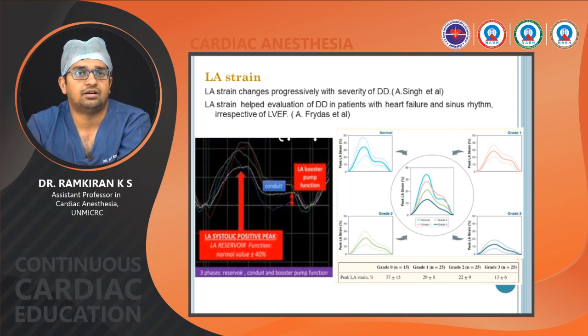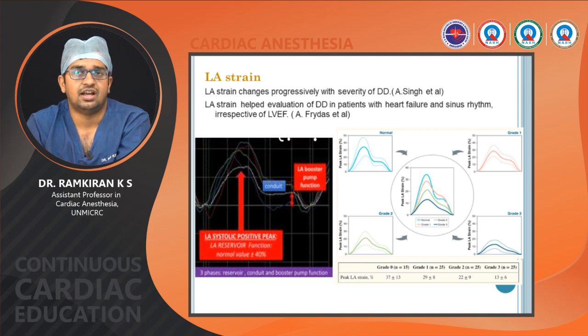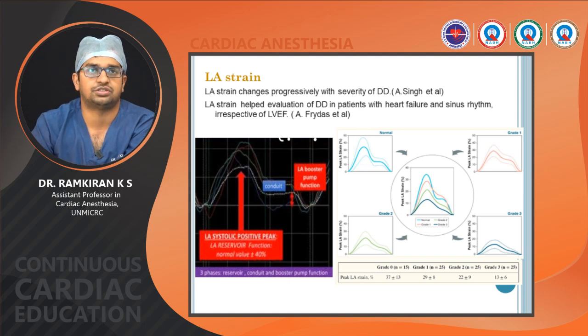Ideally, the normal value is around 40%. As we see in this image towards the right, a study done by Asing et al. shows that this peak is constantly coming down along the grades of diastolic dysfunction. So this is progressively changing with the severity of diastolic dysfunction.